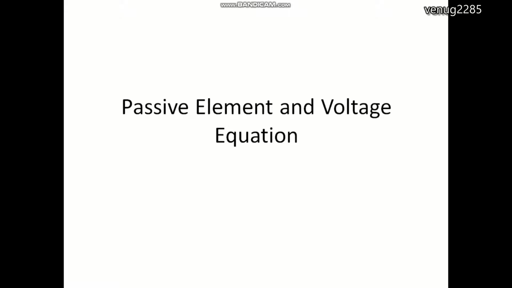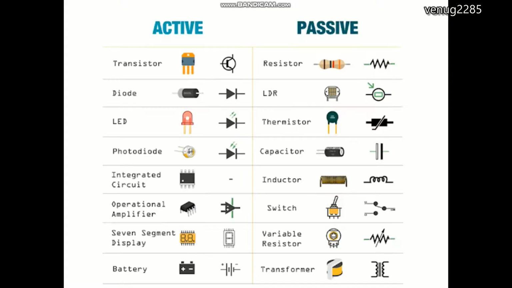Today we see the passive elements and voltage equation. Here is the active elements and passive elements list. The active elements are the elements which are producing the power or switching the power, and the passive elements are absorbing the power from the active elements.